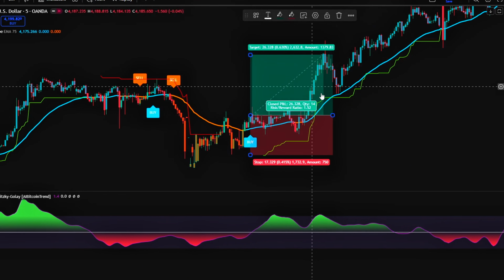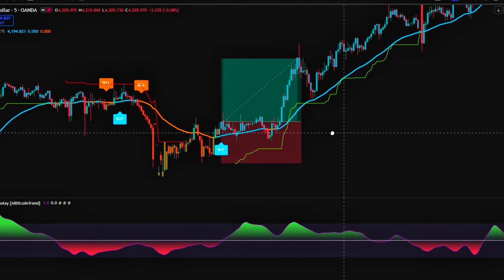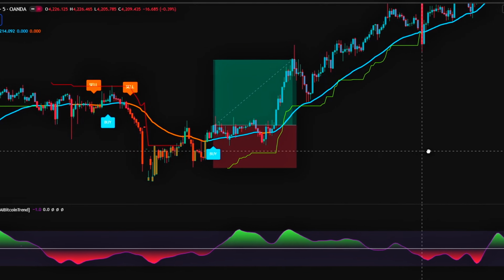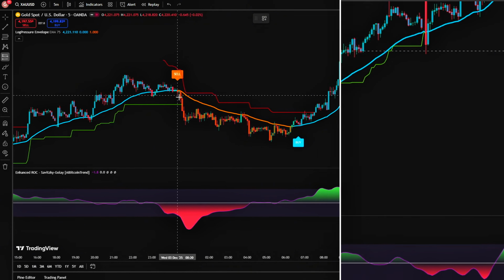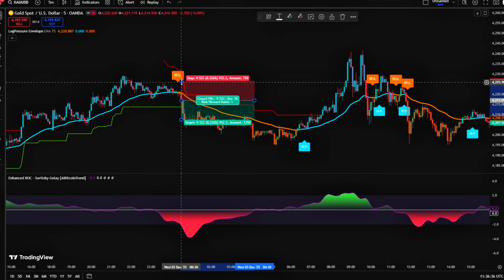The hard part isn't finding random indicators. It's finding a combination that actually works together and gives you a clear, repeatable structure. Most traders get stuck right there.